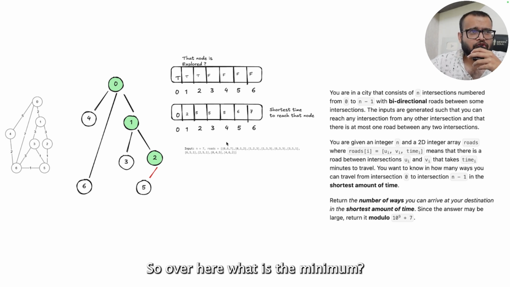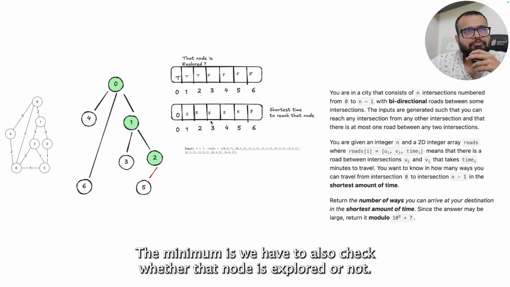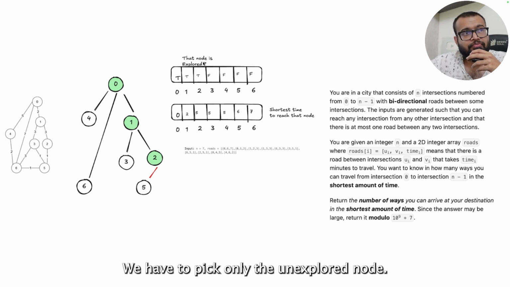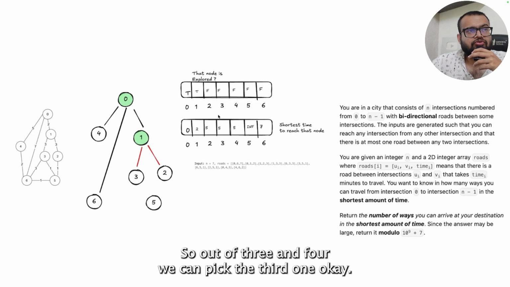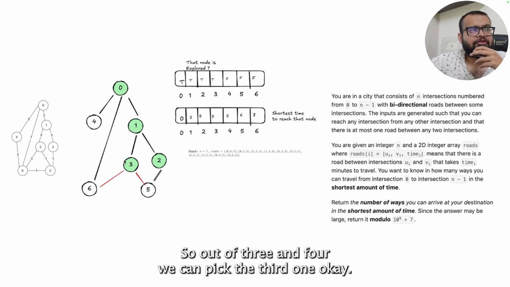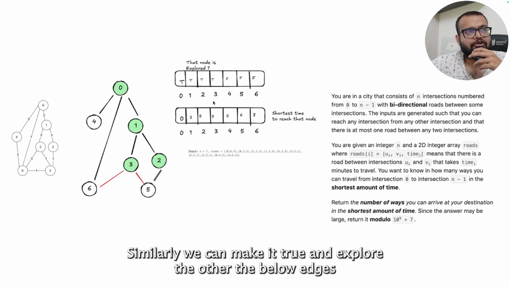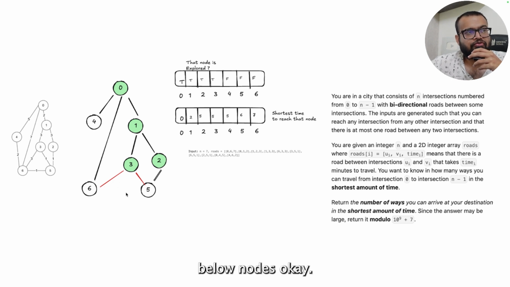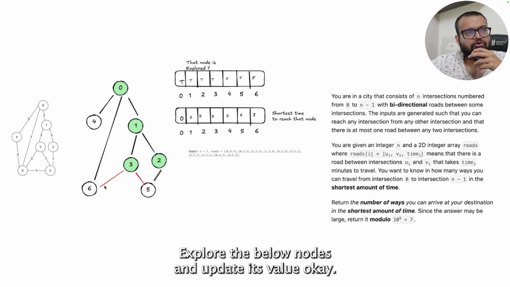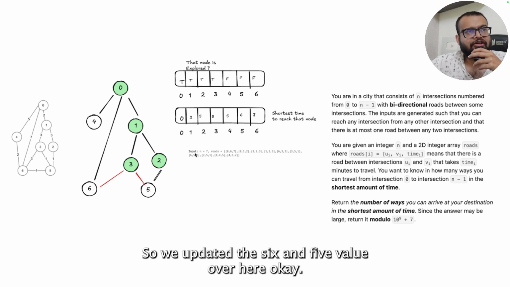Okay, so over here, what is the minimum? We have to also check whether that node is explored or not. We have to pick only the unexplored node. So out of 3 and 4 only we can pick, and we can pick the third one. Similarly we can mark it true and explore the below nodes and update their values.